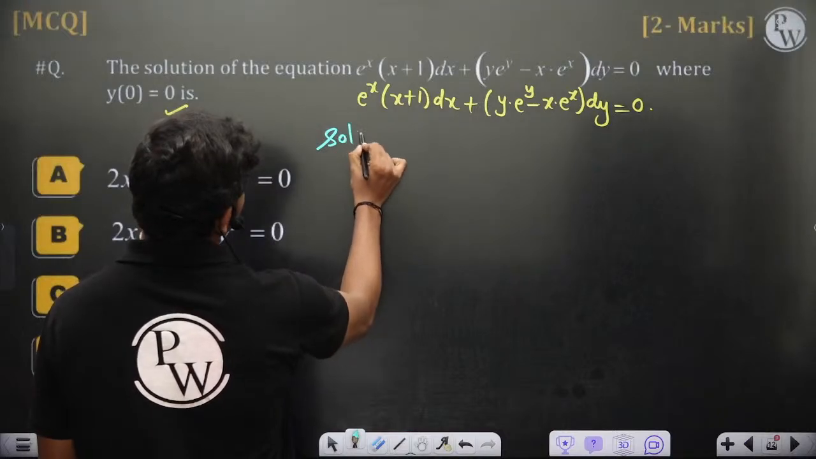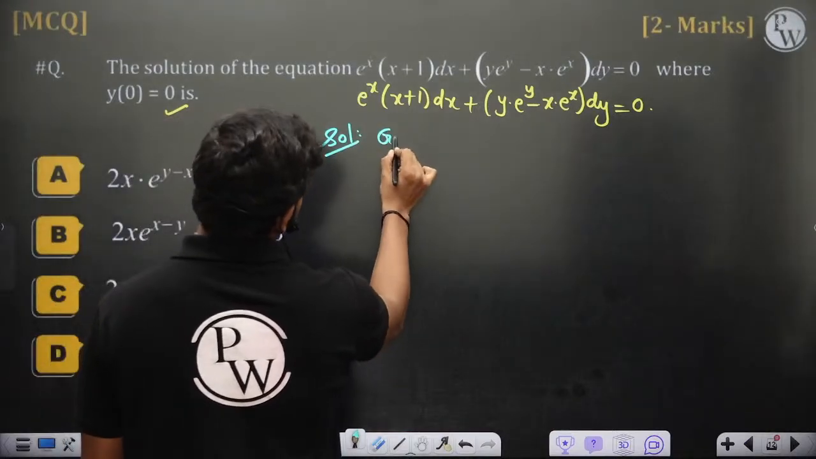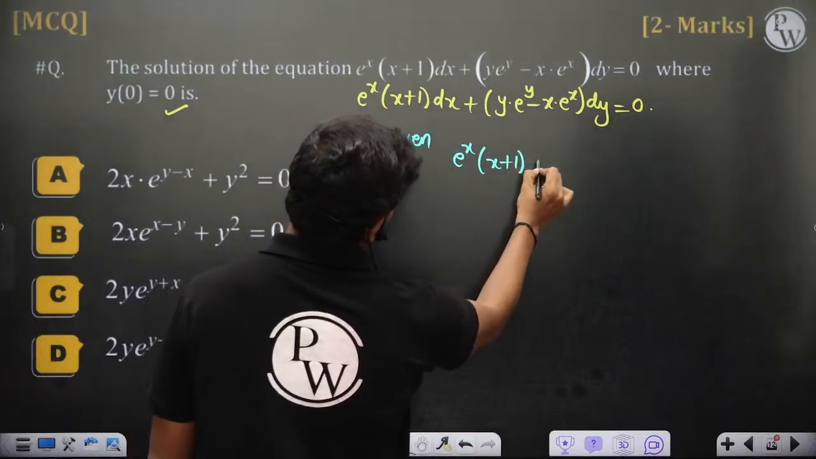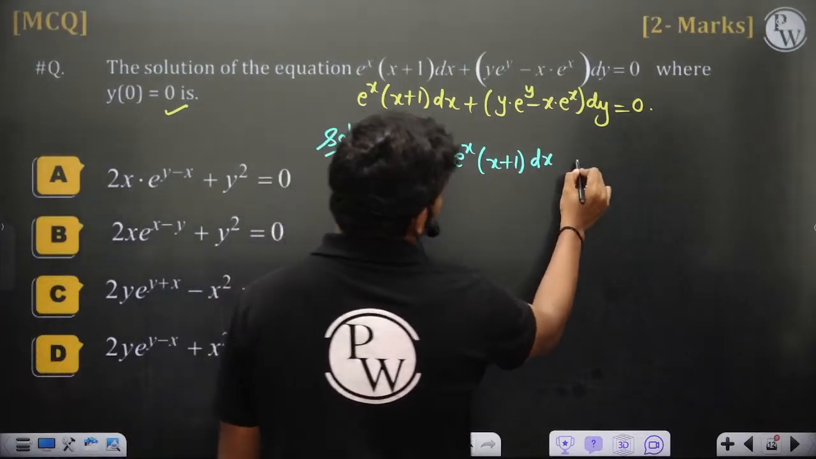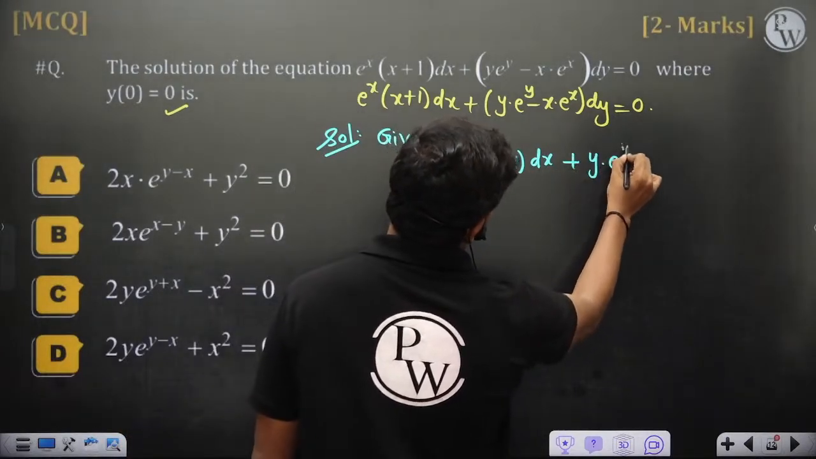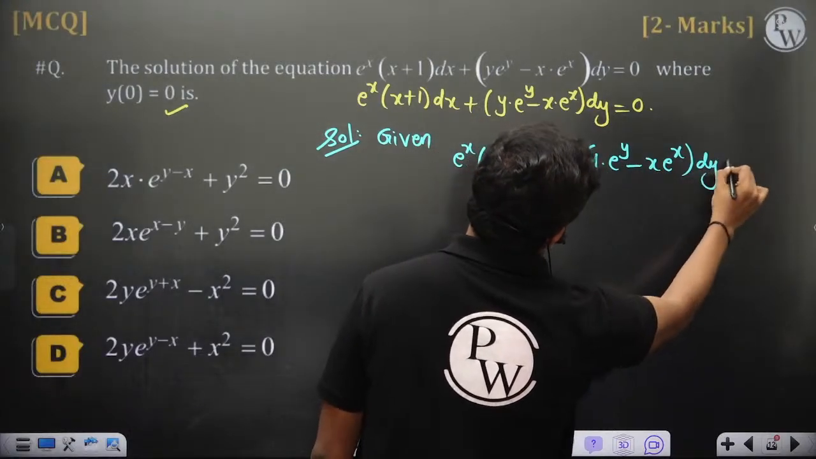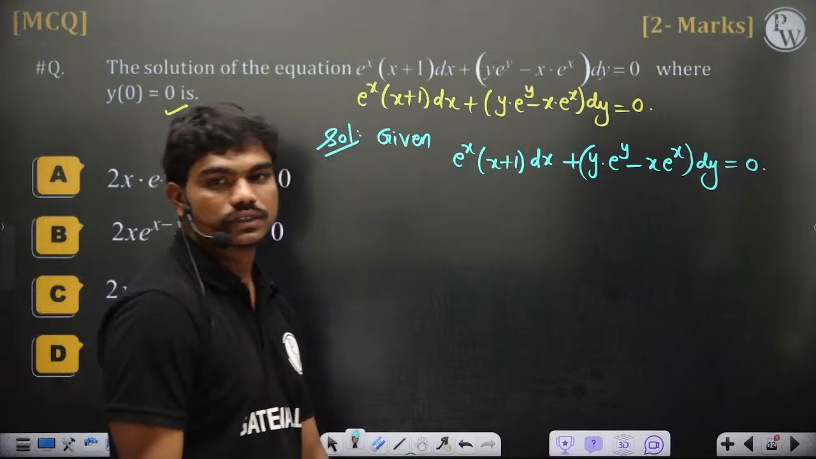Solution. Given e power x into x plus 1 dx plus y e power y minus x e power x dy is equal to 0. Okay, so that's the equation.